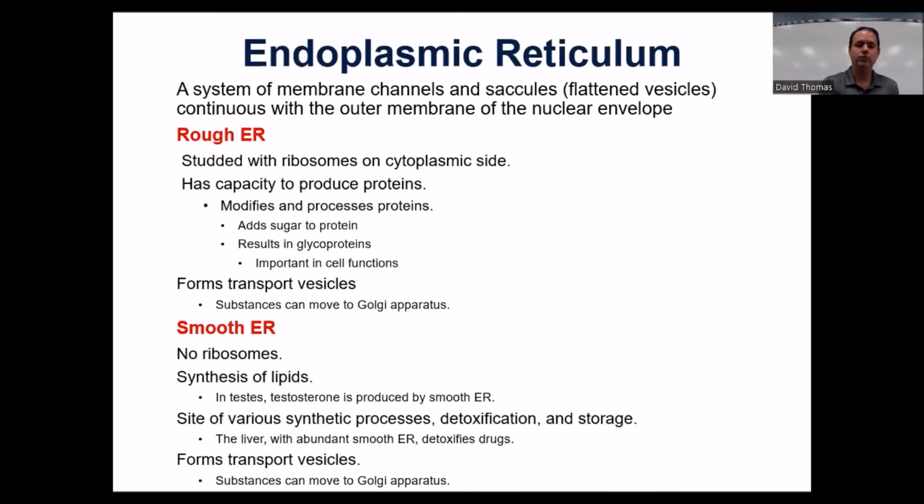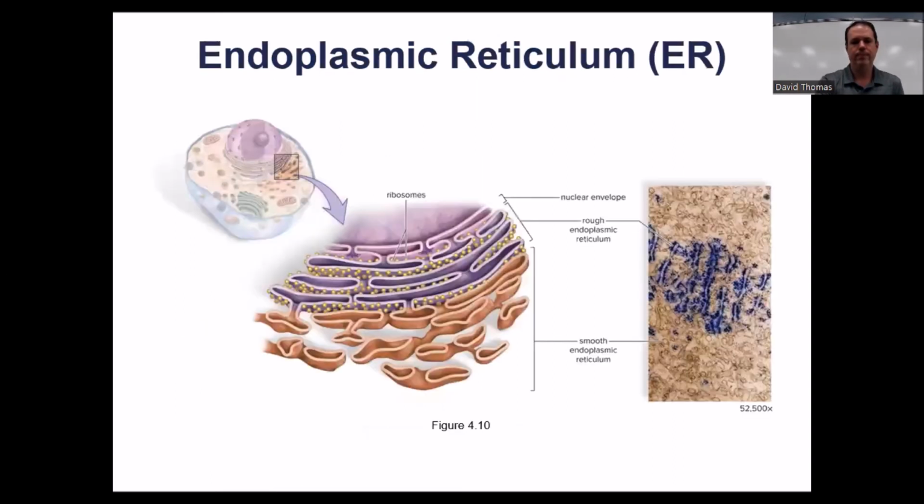And the smooth ER also forms transport type vesicles. So in other words, it can package a lipid and send it to the Golgi for further processing. So again, main points: the ER is a flattened membrane system connected with the nuclear envelope that has ribosomes attached. It's called rough. Ribosomes produce proteins. If it doesn't have ribosomes attached, it's called smooth ER, and it's going to function to produce lipids.